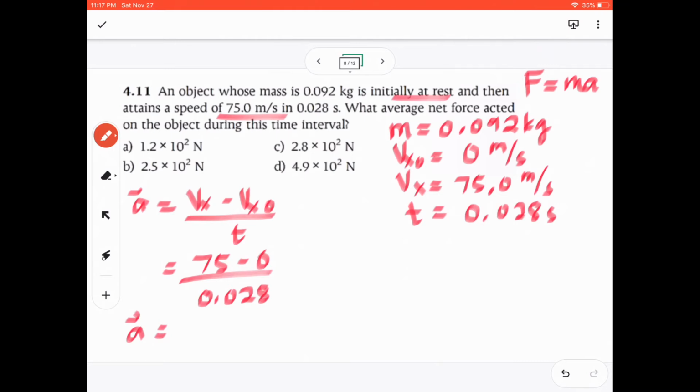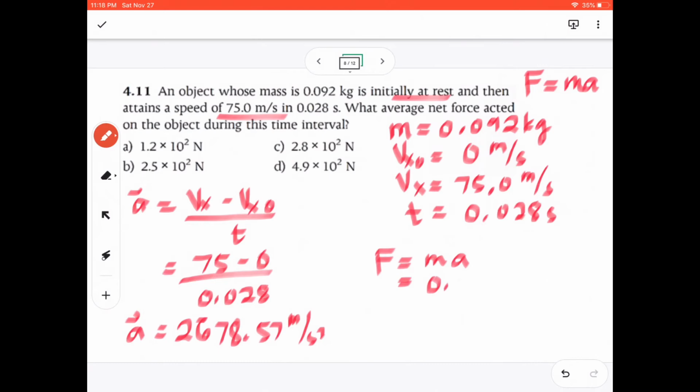So the acceleration in this case is equal to, let me just calculate, 75 divided by 0.028 is equal to 2678.57 meters per second squared. Okay, let me just write that down. And then we're going to use F is equal to mass times acceleration to find the average net force for this.